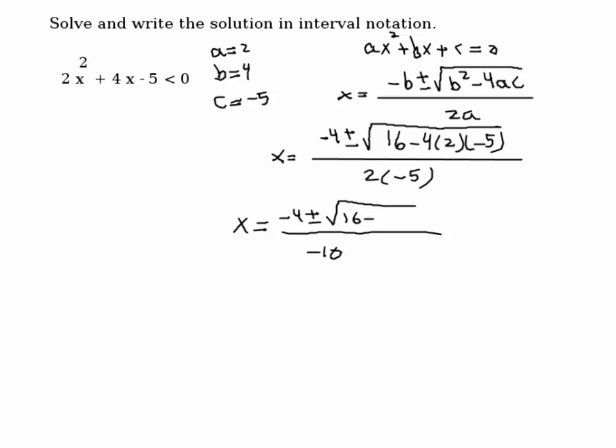We have 4 times 2 times 5 would be plus, because we have 2 minuses there. 40. That's good. 2 times 5 is 10. 10 times 4 is 40. That's good. So here we get minus 4 plus and minus square root of what? Looks like it's 56, right? You can reduce 56. Part of 56 is perfectly squared, right?